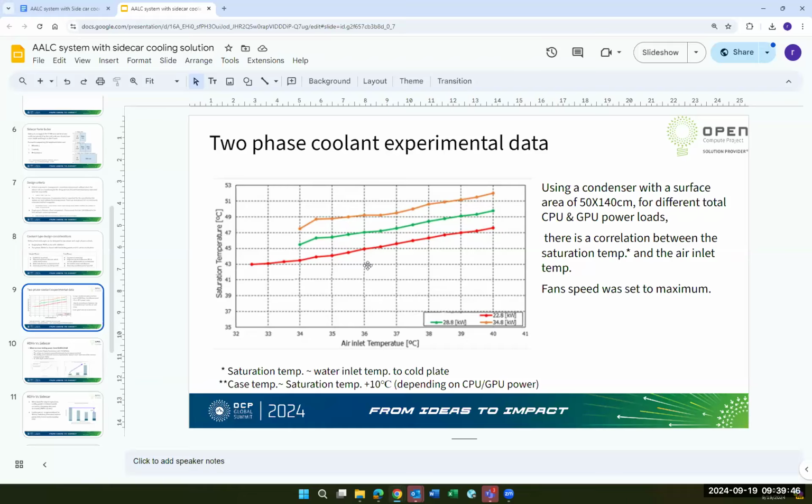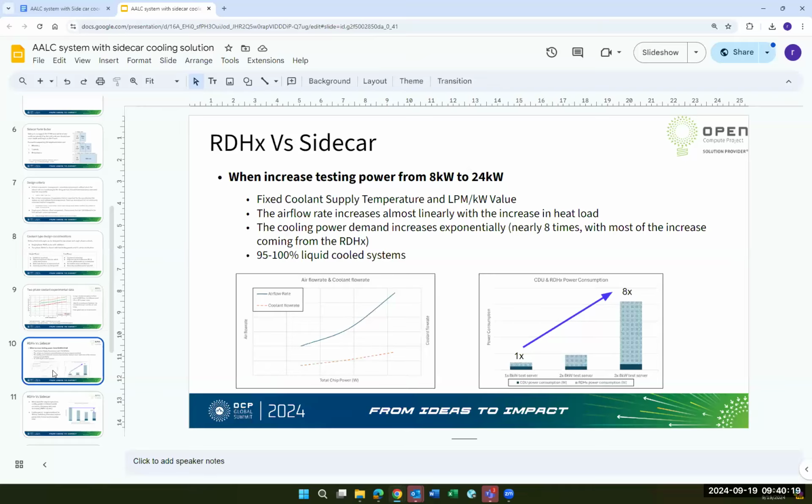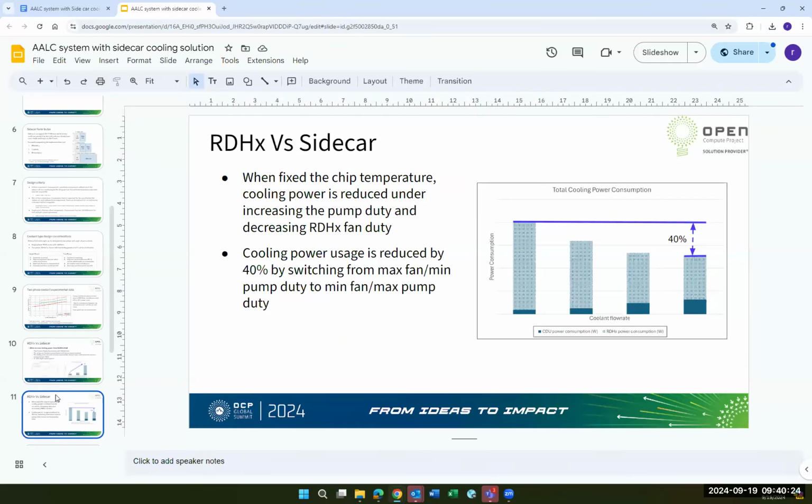And then you have the power and the air inlet temperature. At least you are comparing the approach, 43 to 33. You have a 10 Kelvin approach. For this 10 Kelvin approach, you have 22.8 kilowatts with this heat exchanger at maximum fan speed, something like that. Interesting. So we can take something like the coolant flow rate.